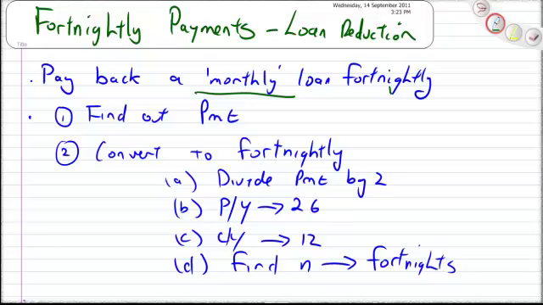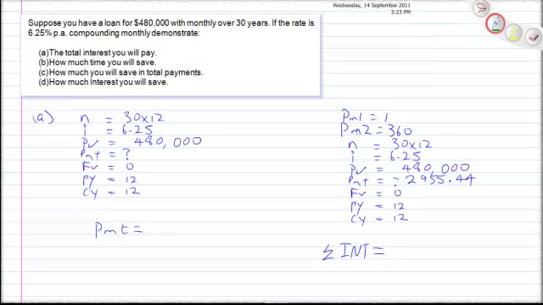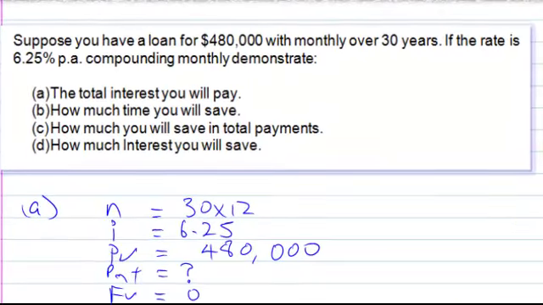So you have a loan for $480,000 with monthly payments over 30 years. If the rate's 6.25 compounding monthly, demonstrate the total interest you would pay, how much time you would save, how much you will save in total payments, and how much interest you will save. So let's go on to part A first.